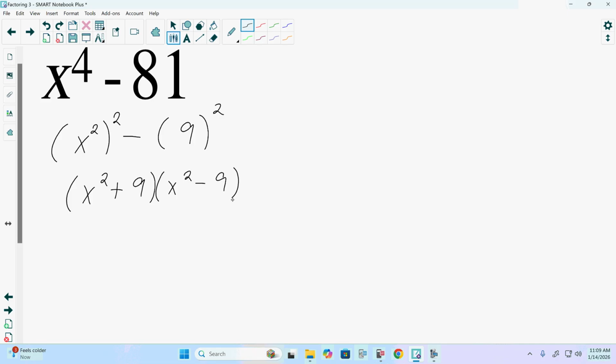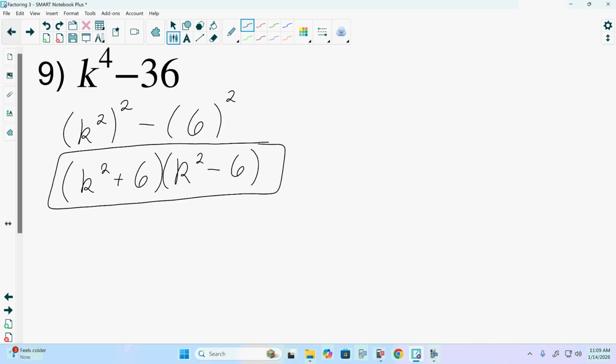What if you come across a question that you can't factor, like it's a number that can't be multiplied times itself? Then we're done. Because like on the last one, k squared minus 6, k squared and 6, it's not perfect squares, it doesn't factor, so that's as far as it goes.